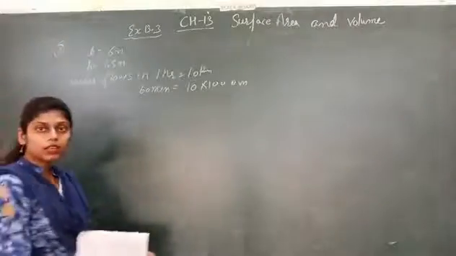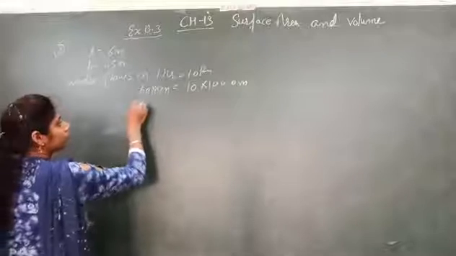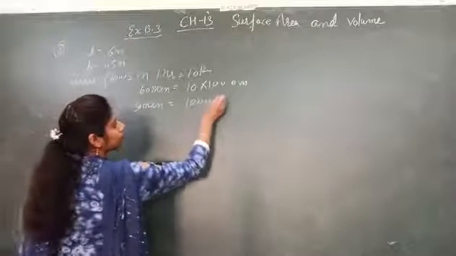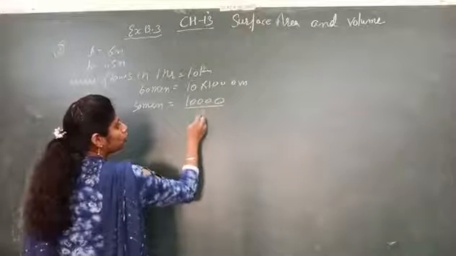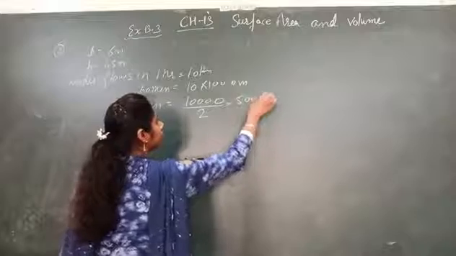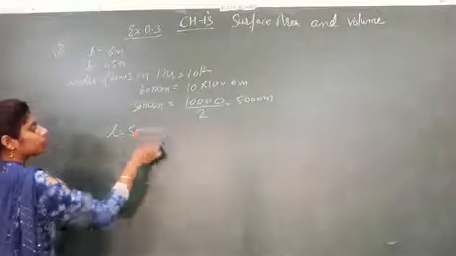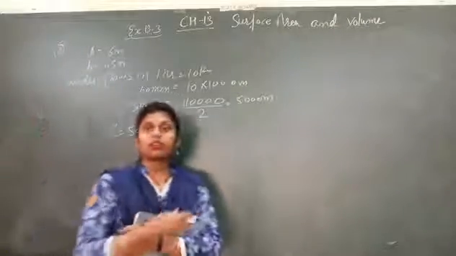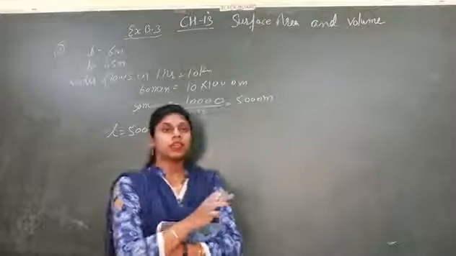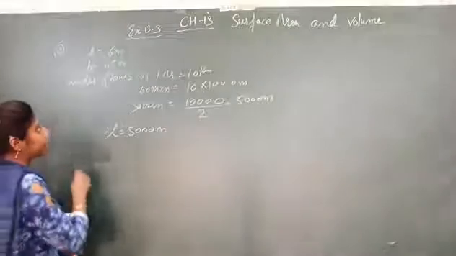But in the question they asked for 30 minutes. So water flows in 30 minutes is 10 upon 2, exactly half, which equals 5000 meters. So this will be our length. Basically, what is volume? Volume is area into height. A new dimension, height, is included.